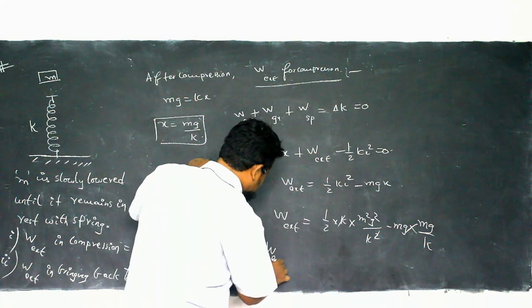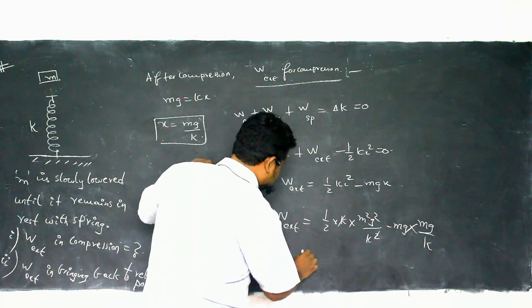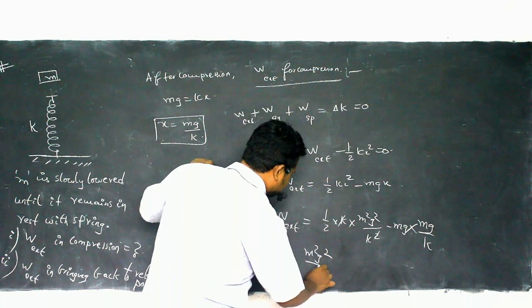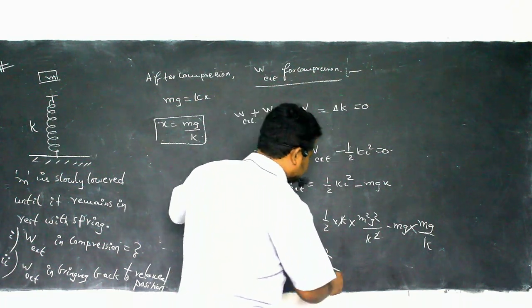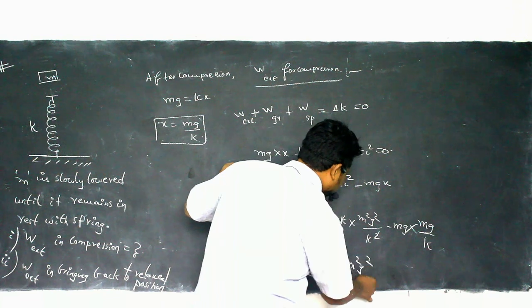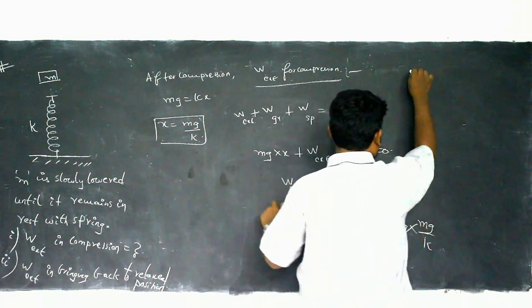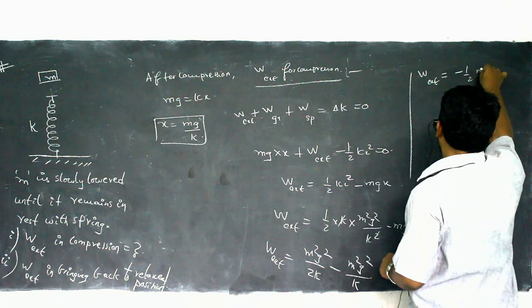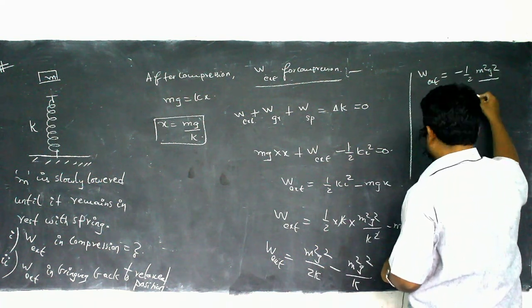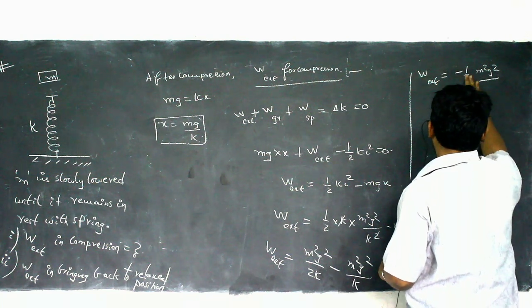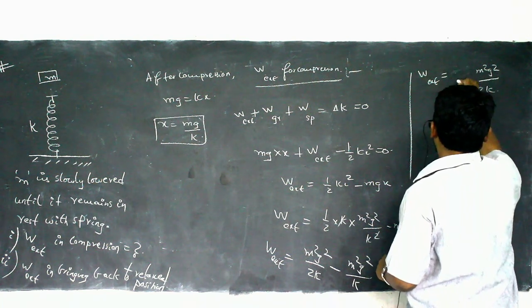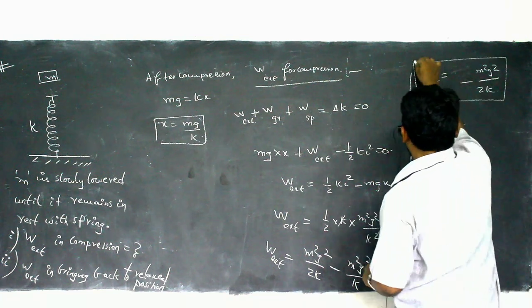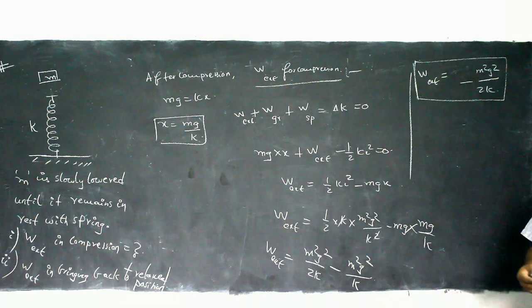So W external is equals to how much? M square g square divided by 2k minus m square g square divided by k. So finally, what is the answer? W external is equals to minus half m square g square divided by k, or I can write divided by 2k. So this is my answer. Are you able to understand? So work done due to external force, I got positive answer or negative answer? Negative. So correct or not?